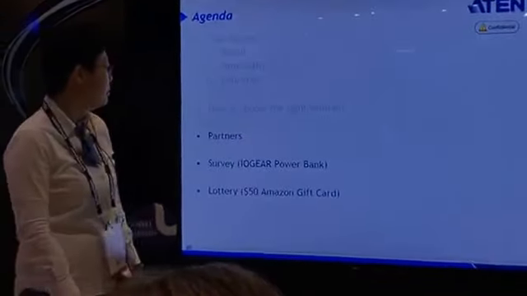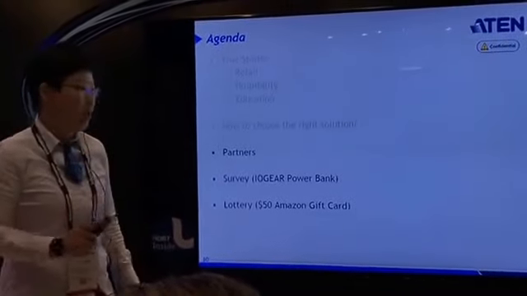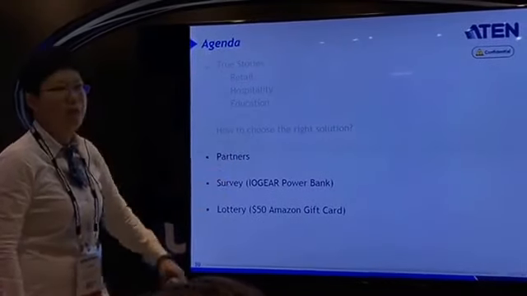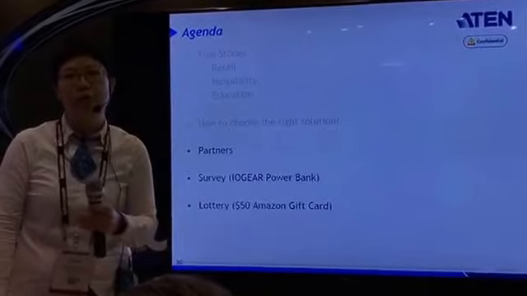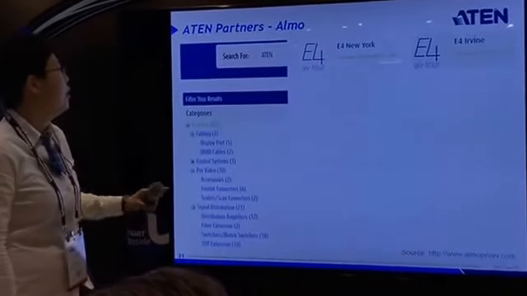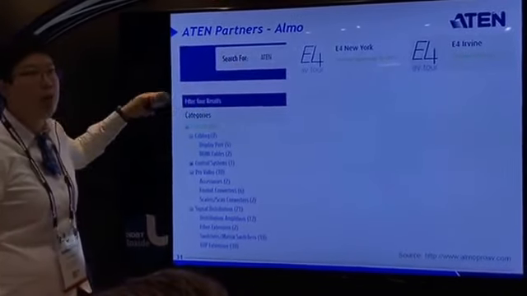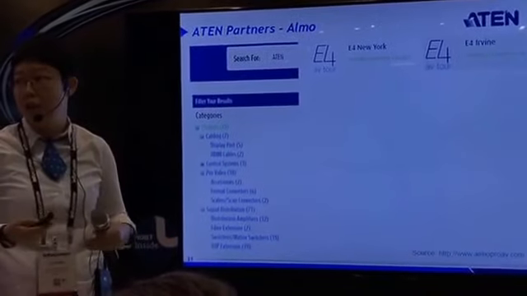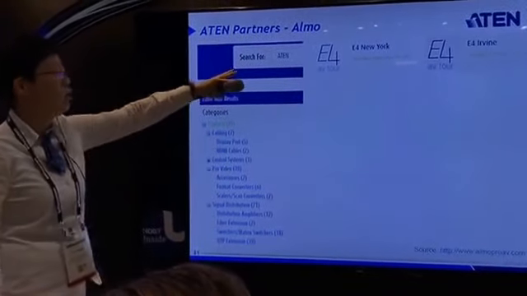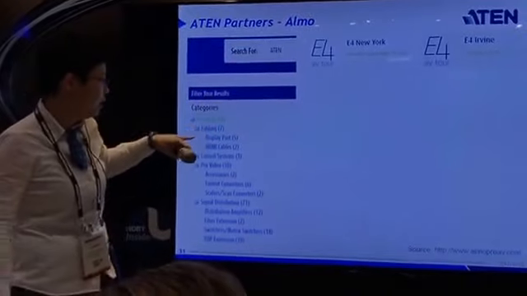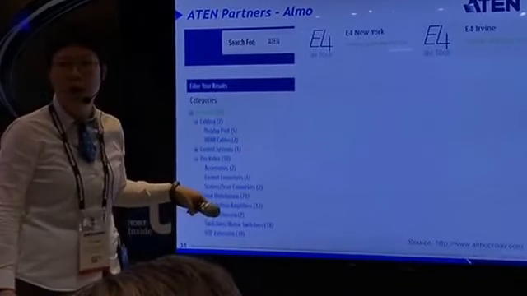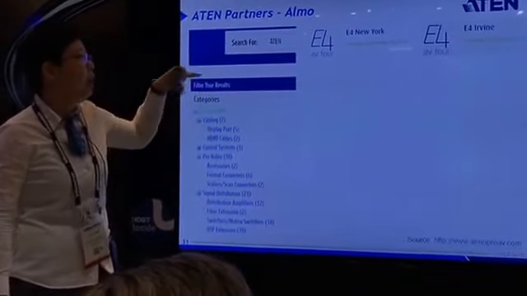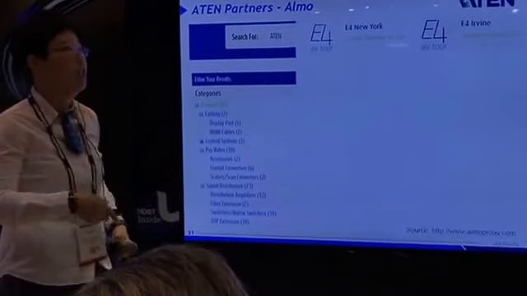All right, so we are close to the end. The last part will be the partners. So today, we would like to mention two of our partners. The very first one is Elmo. Elmo is the Pro AV distributor. So if you go to their website and search for ATEN, you will see a list of the products that we have, with Elmo helping us with the promotion and selling.